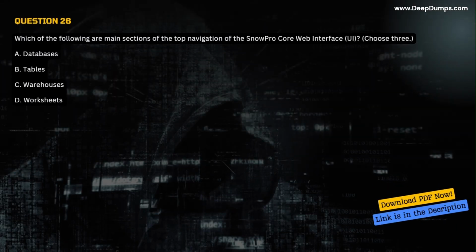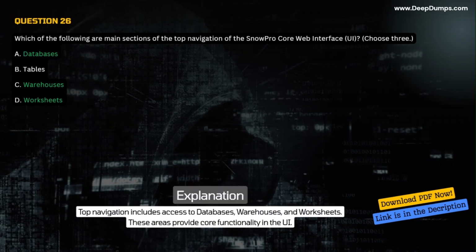Question 26. Which of the following are main sections of the top navigation of the Snowflake web interface UI? Choose 3. A. Databases. B. Tables. C. Warehouses. D. Worksheets. Correct answer A, C, and D. Databases. Warehouses. Worksheets. Explanation: Top navigation includes access to databases, warehouses, and worksheets. These areas provide core functionality in the UI.